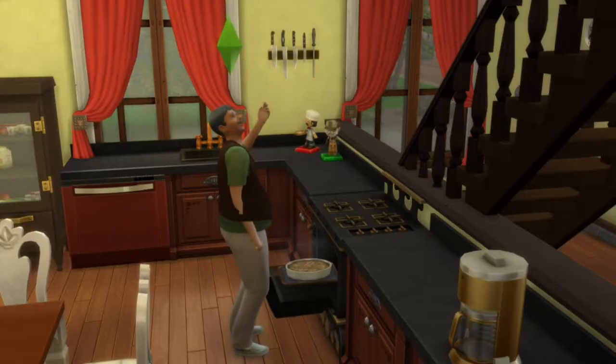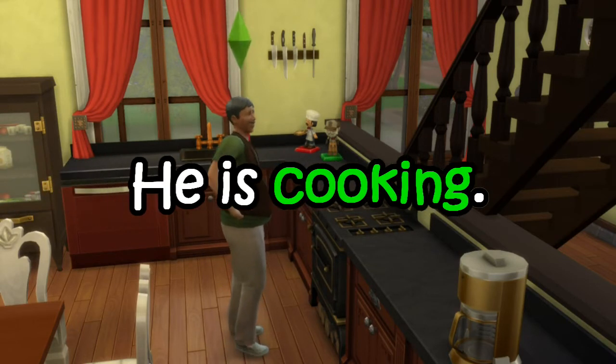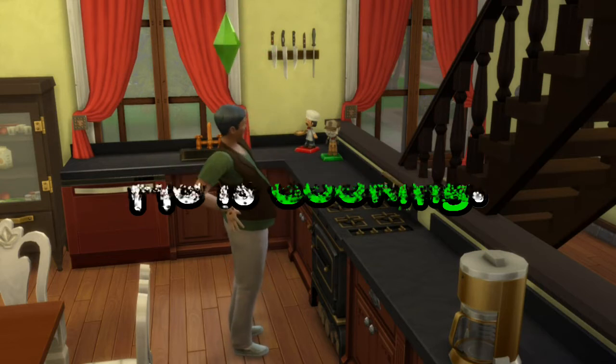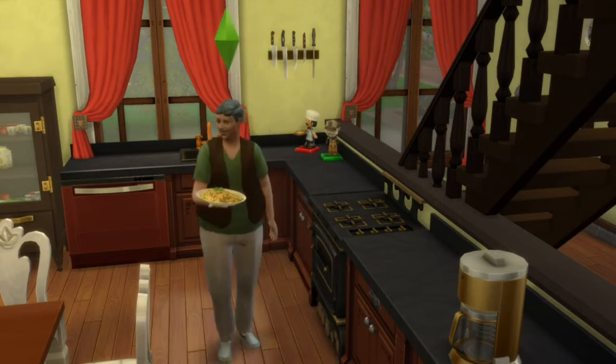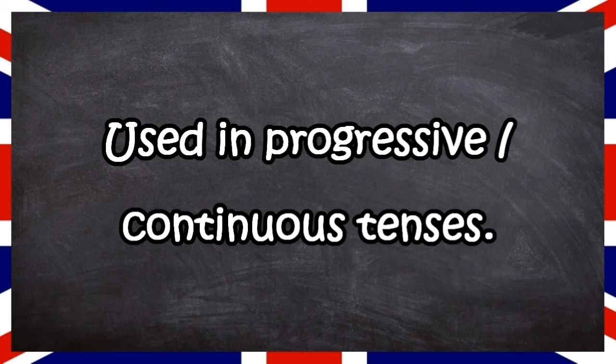Now let's have a look at it as a verb. He is cooking, so he is in the process of cooking or he is continuing to cook. So he is cooking. So it's used in the progressive or continuous tenses.